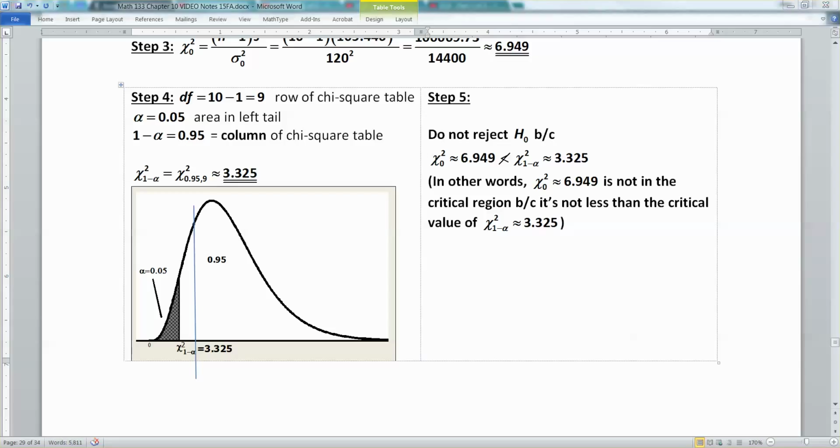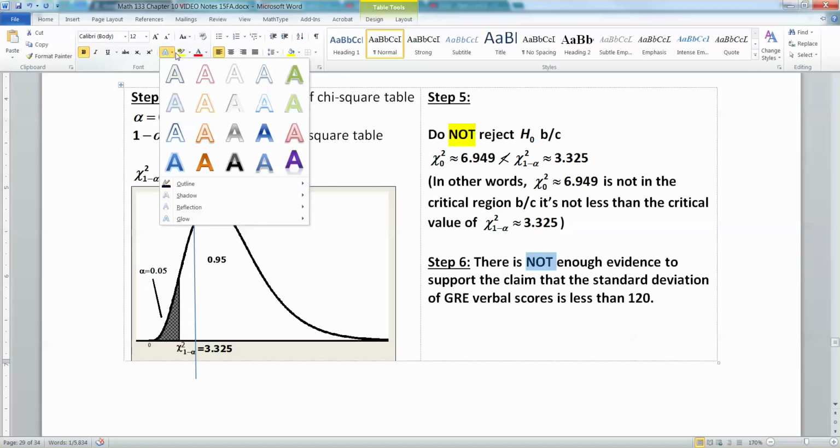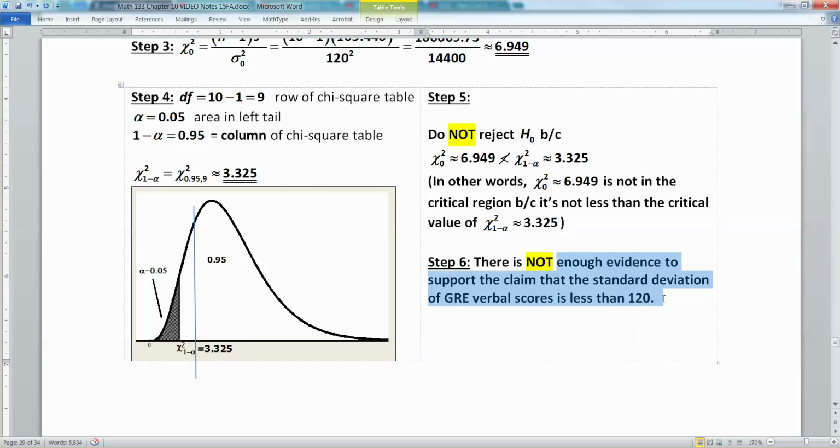All right, now realize if we don't reject the null hypothesis, that means that we have to say there is not enough evidence to support the claim that the GRE verbal scores is less than 120. And that's what we'd have to write for step 6. Always remember when you do not reject the null hypothesis, there is not enough evidence. Those two words go hand in hand. And then the rest of it is just explaining what your alternative hypothesis was in words, the standard deviation of GRE verbal scores.